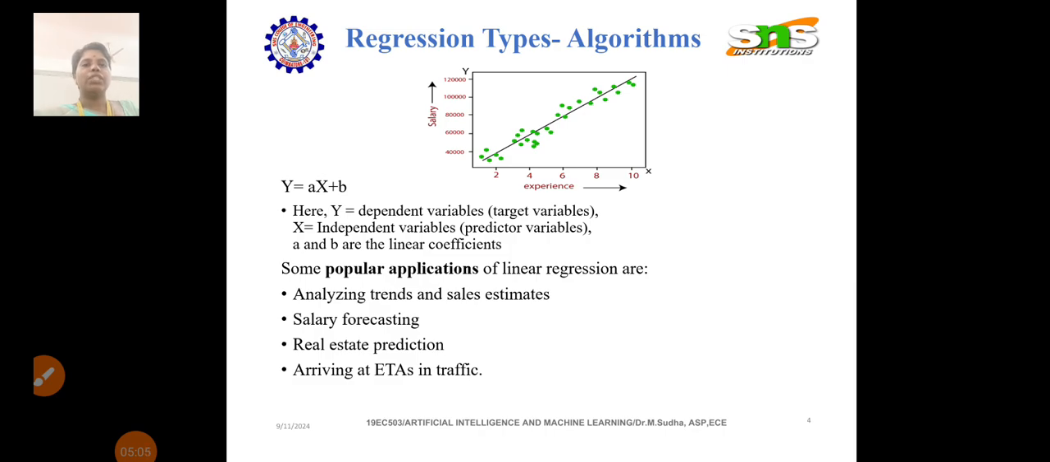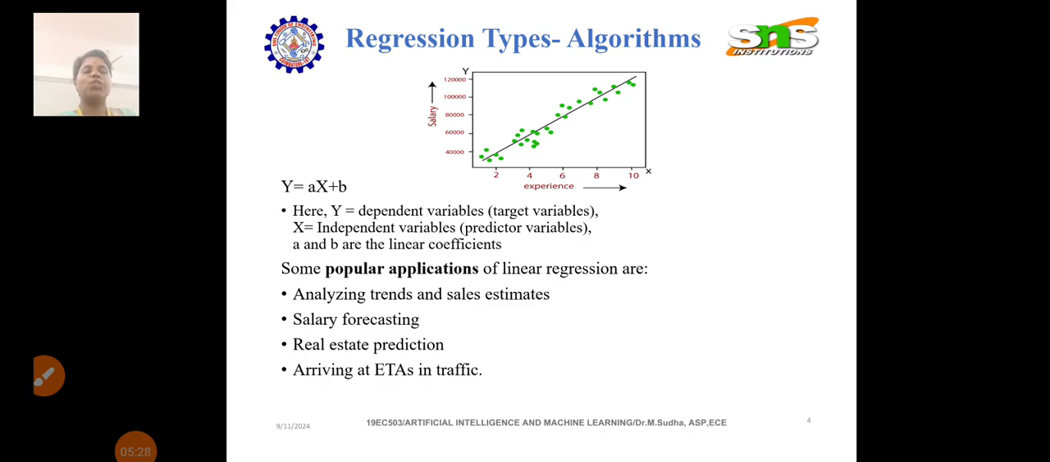For the regression equation, for example, y equals ax plus b, as we discussed in the previous slide, y is the dependent variable, that is the target variable, x is the independent variable, the predictor, and a and b are the linear coefficients. These are the supporting coefficients for our target and predictor variables.